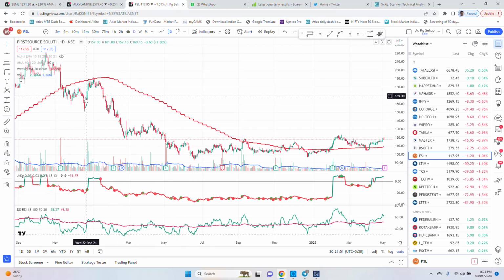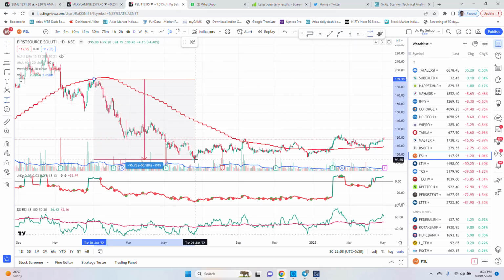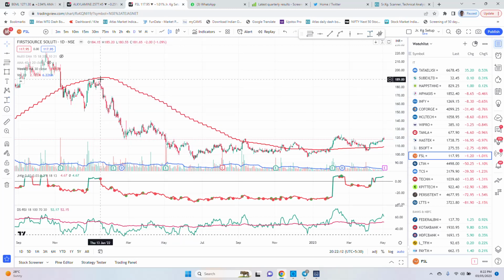From here, see the exact same pattern. It tried to go up, took resistance like India Mart, and then started coming down, and the step direction changed. From here to here, almost 50% down. The price went from 189 to 95, so almost less than half.